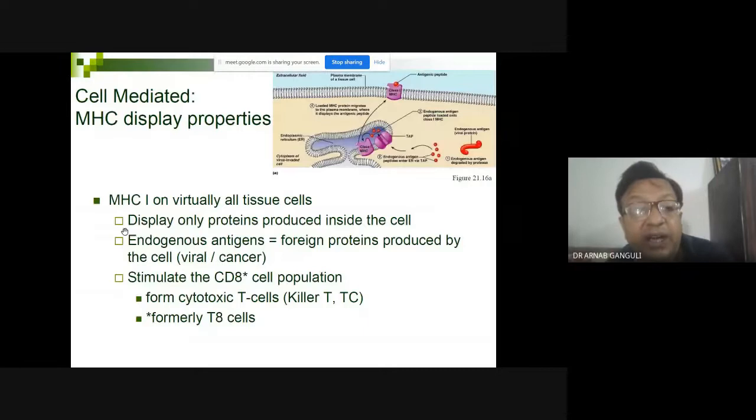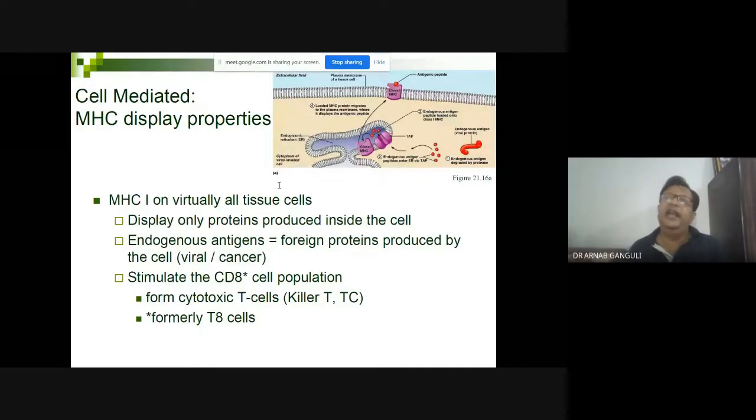So MHC1 is on virtually all tissue cells. All tissue cells are there, and they are all expressing these particular antigens, even self cells' proteins are expressed, but they are not recognized by T cells.